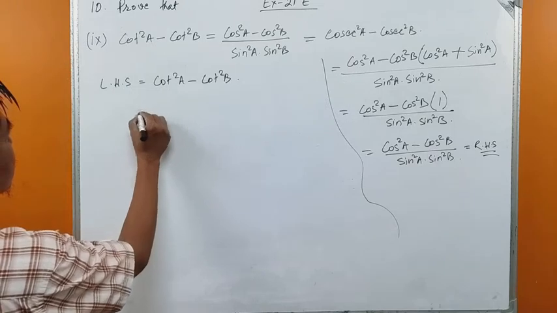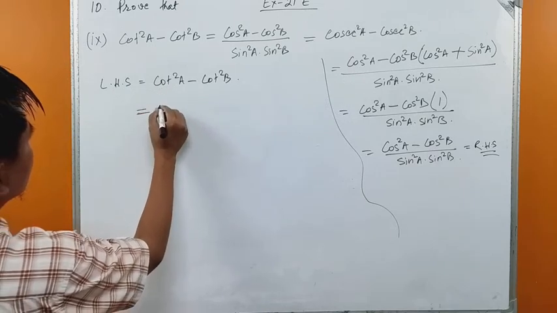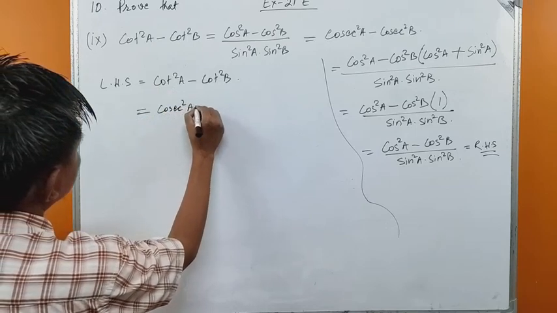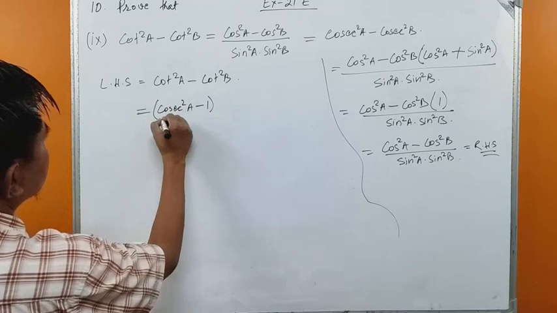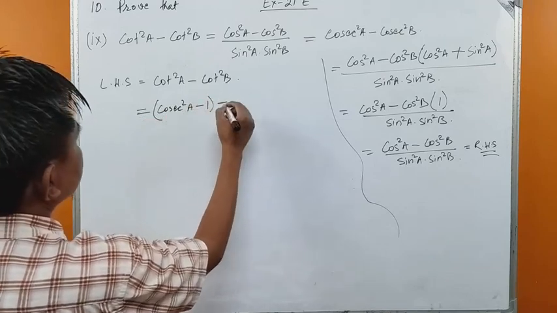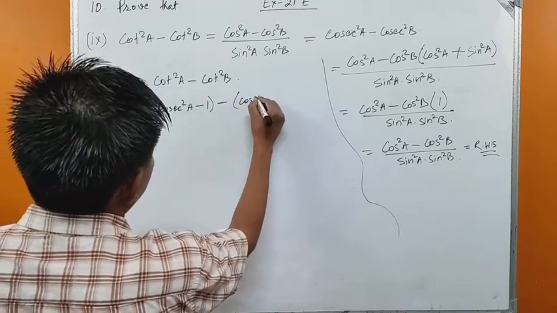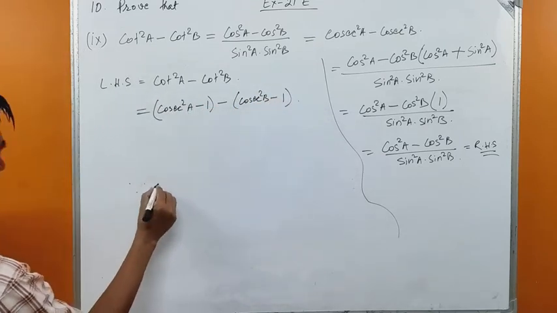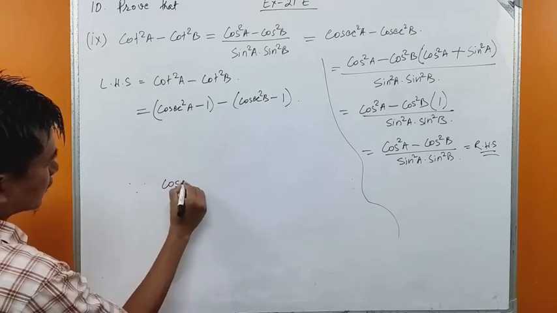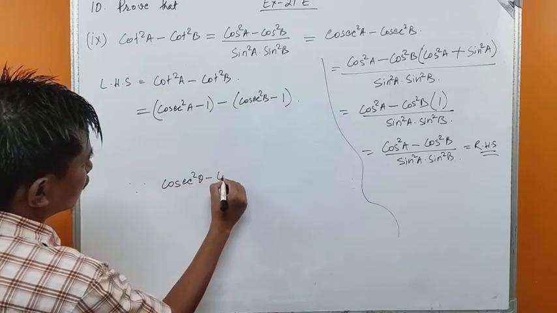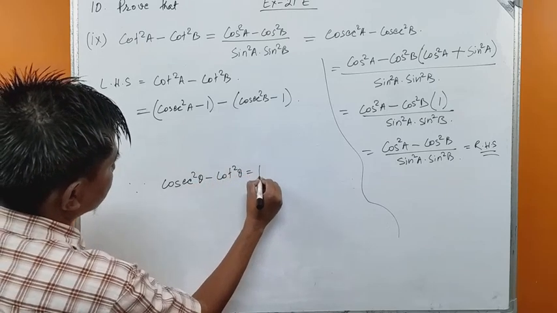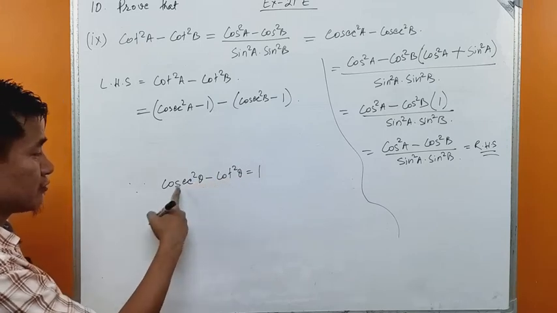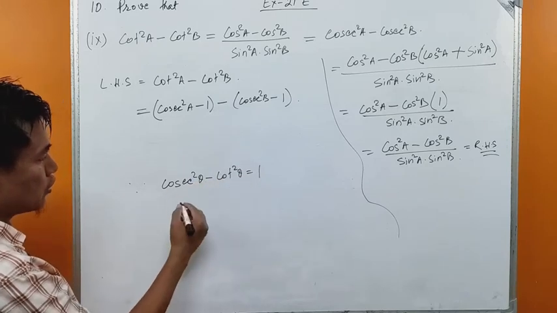So cot square a means cosec square a minus 1, isn't it? Minus cot square b means cosec square b minus 1, isn't it? Since I'll explain this here, cosec square theta minus cot square theta equals 1. This is the formula, we know this, isn't it? Cosec square theta minus cot square theta is 1.